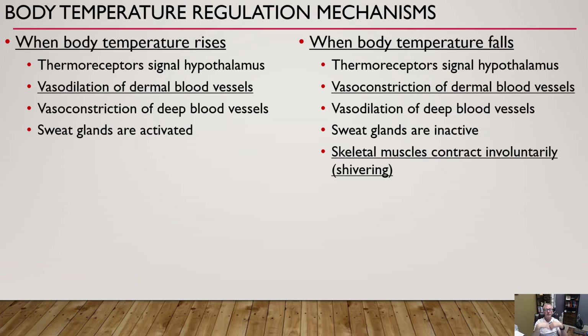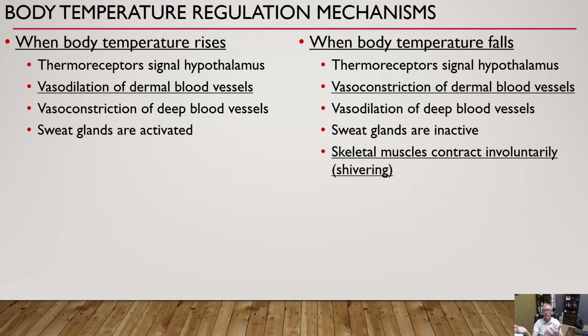So anyway, I think we all know when your body temperature rises, you have vasodilation of your dermal blood vessels. Your blood's going to rush to your skin. Your sweat glands are activated. You get flushed. Your skin turns a little bit red, and your sweat glands are activated, and you start sweating.